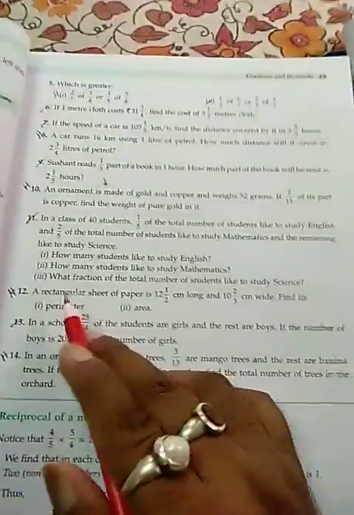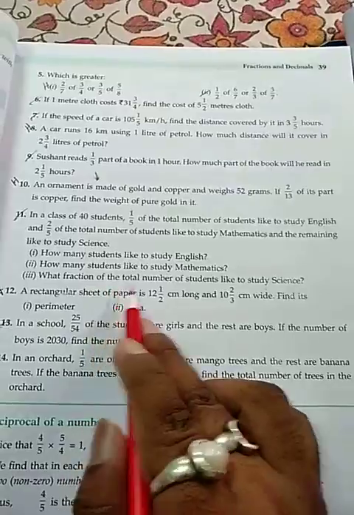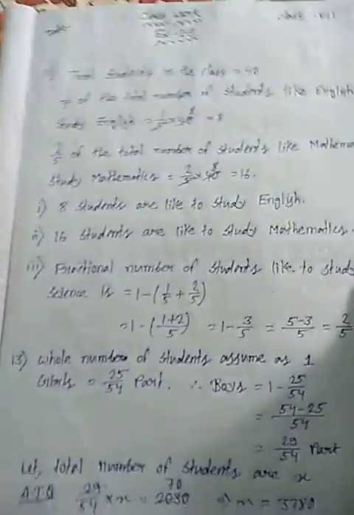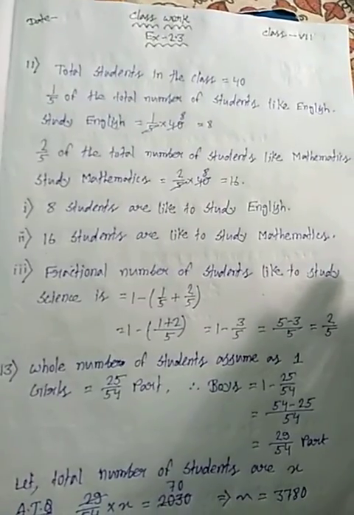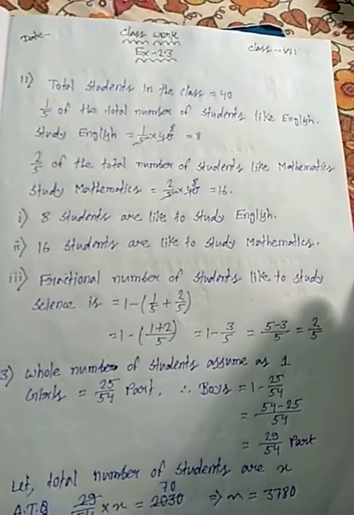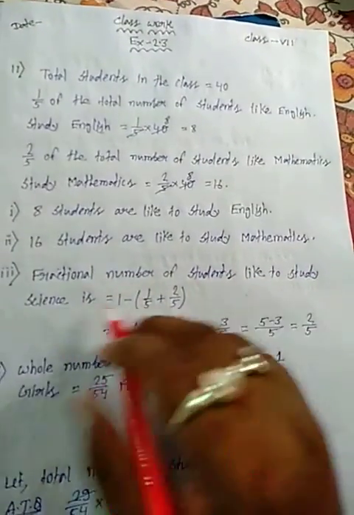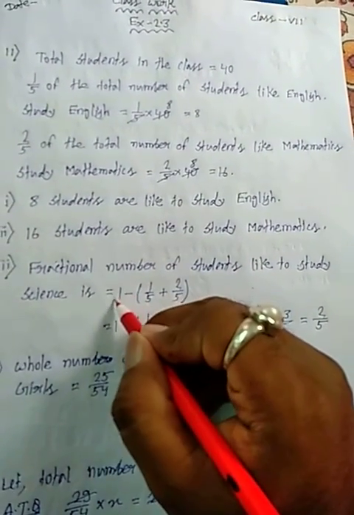And the third question is given: what fraction of the total number of students like to study science? You have to find out the fractional number. How many of the total number of students like to study science in fraction? Let us assume that the total number of students be 1.